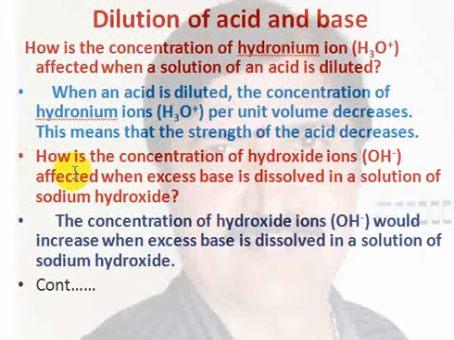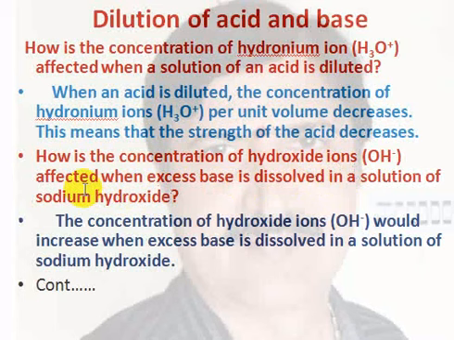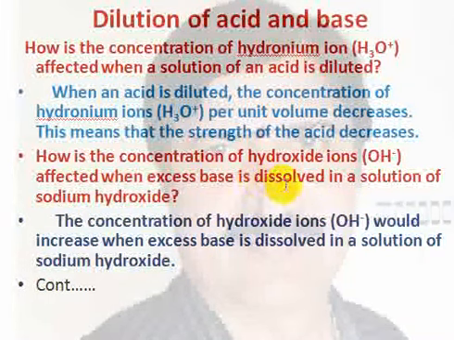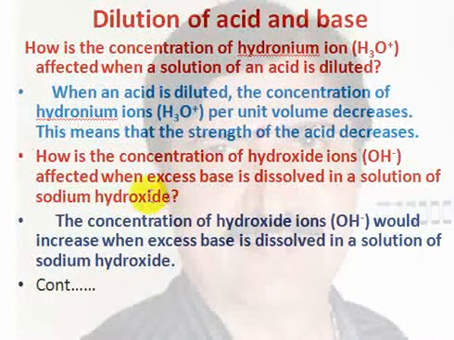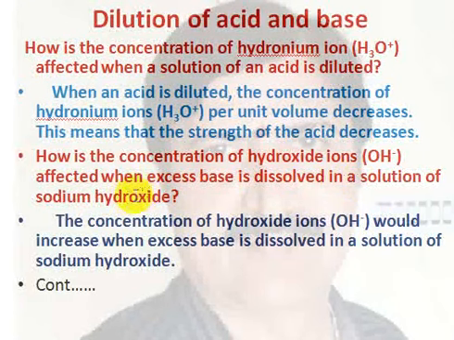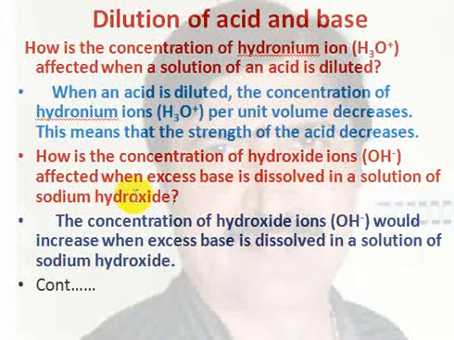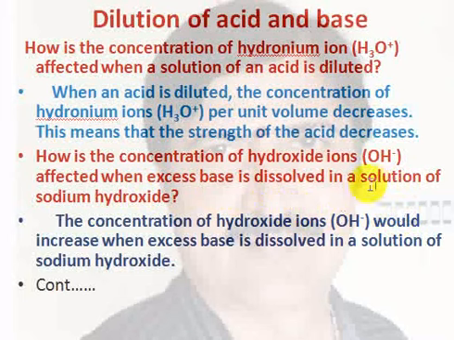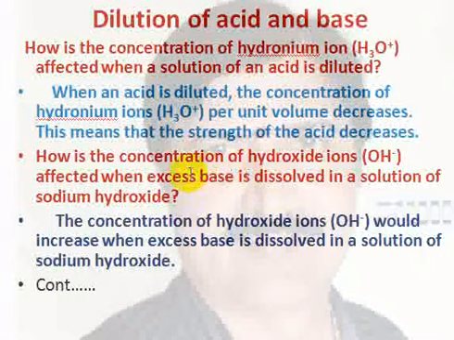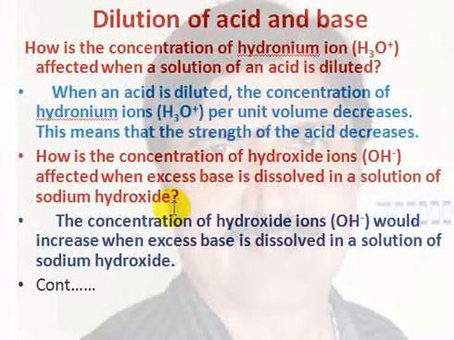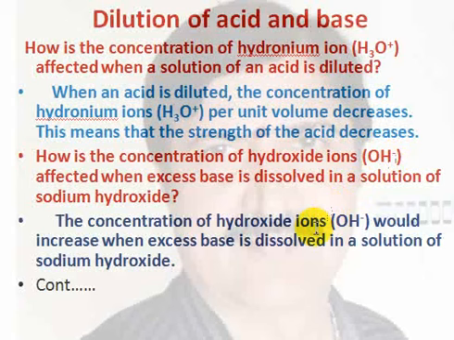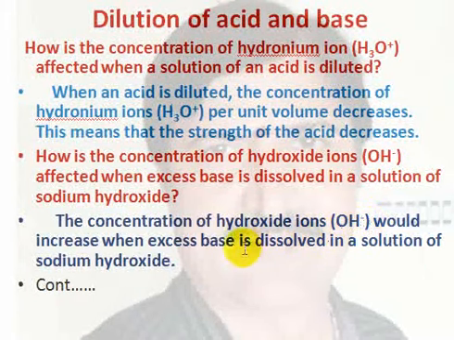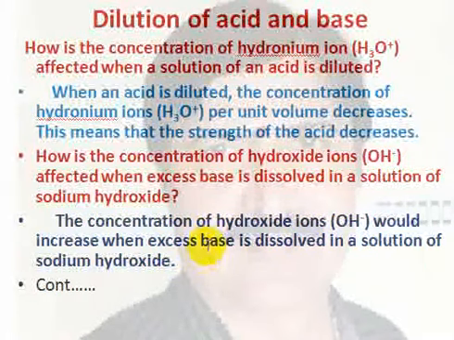Next, let us answer the second question. How is the concentration of hydroxide ion affected when excess base is added to a solution of sodium hydroxide? We have a sodium hydroxide solution, which has some concentration. Now we are adding some more base into it. So what happens to the hydroxide ions? The hydroxide ion concentration increases if you add excess base to the solution.